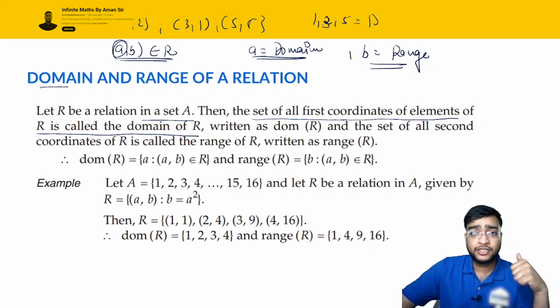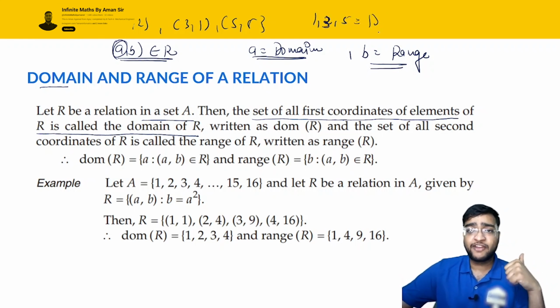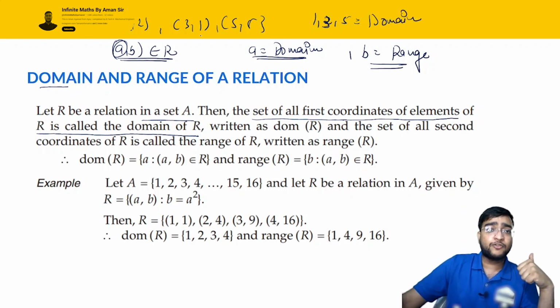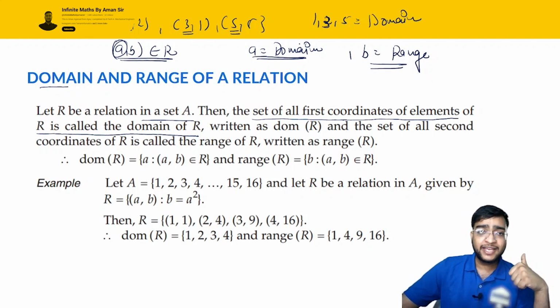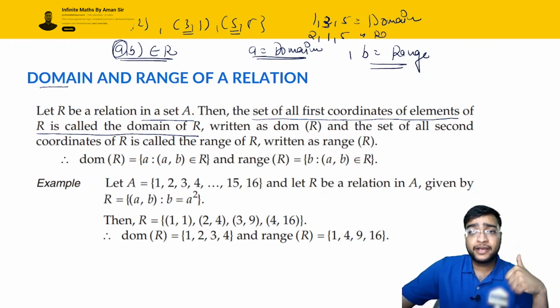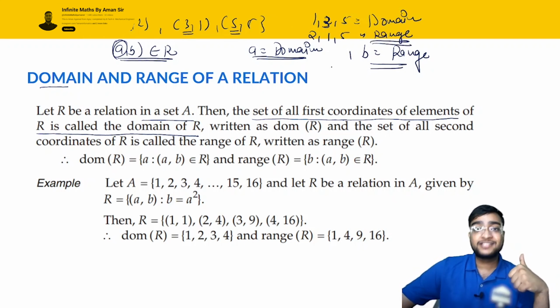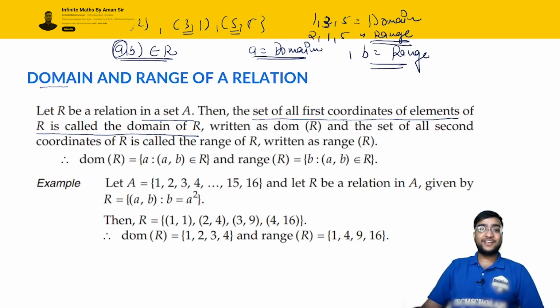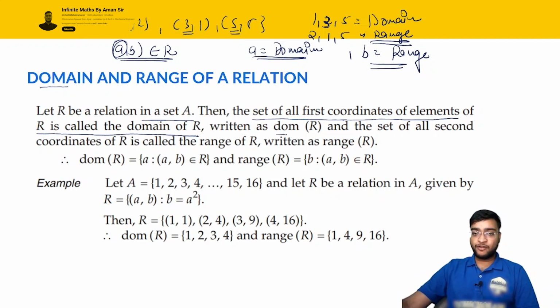Sorry, not 1, 2. I'm just saying 1, 3, 5 is my domain here, because the first elements of all the pairs here are 1, 3, 5. And 2, 1, 5 is my range for this relation only. Okay, sir. So that is the domain of R.